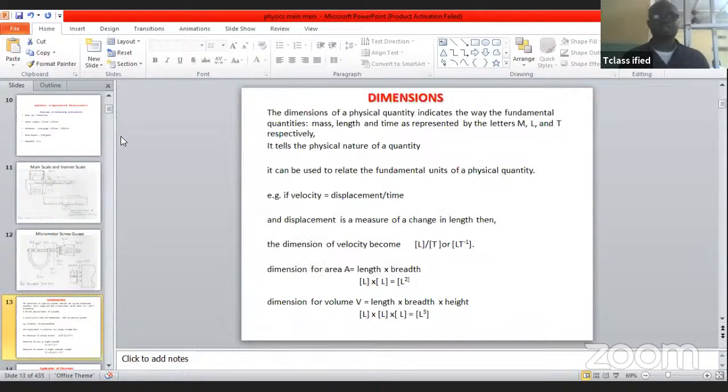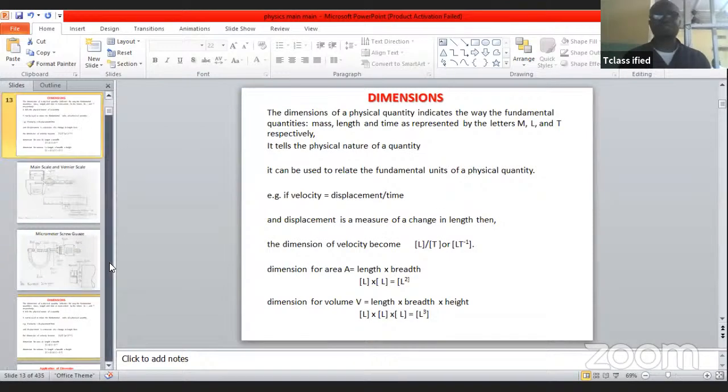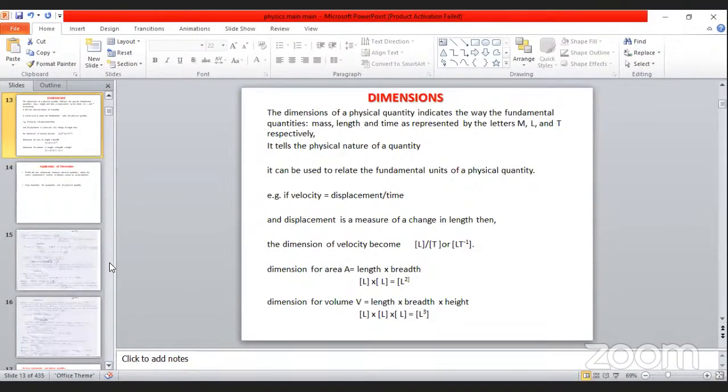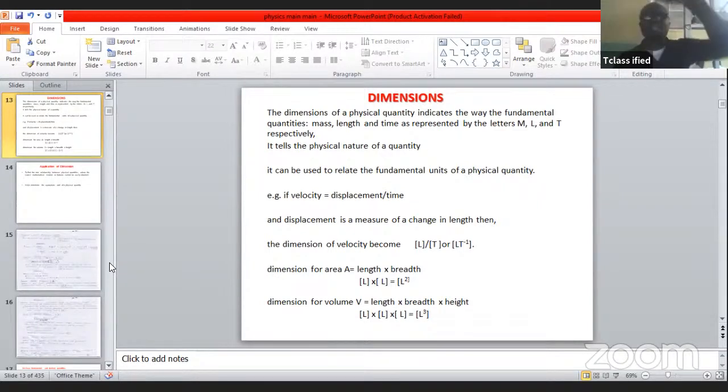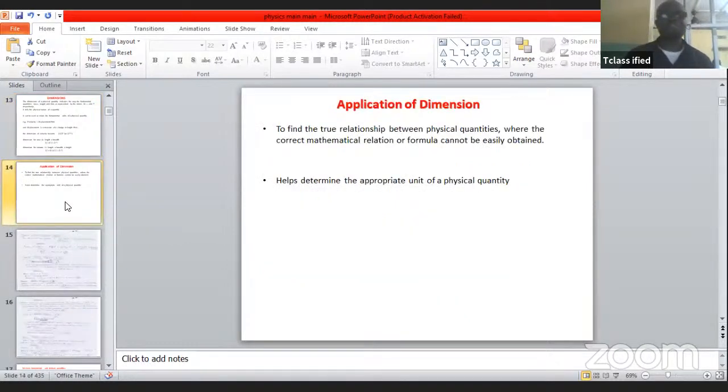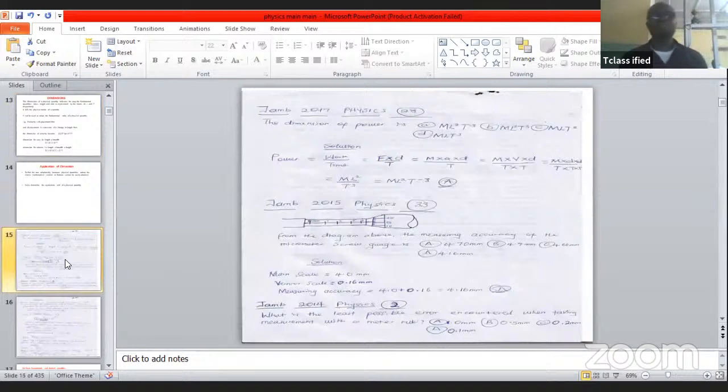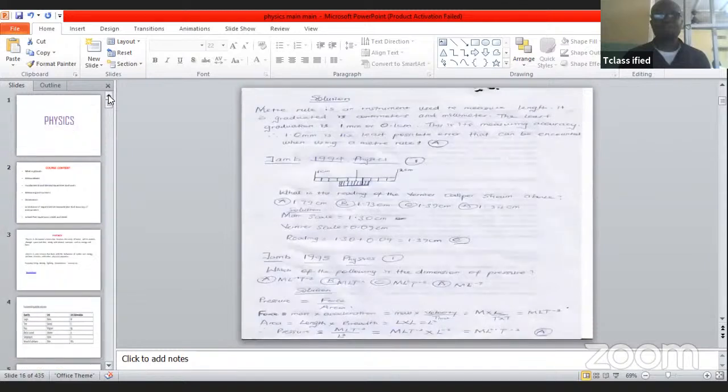Then we went to dimensions. We said that dimensions are simply representation of every quantity in terms of the fundamental quantities represented as MLT. Then we looked at the applications in providing formulas and the units of physical quantities. Then we went to solve some past questions, physics 215 down. Okay, next class, we are going to be looking at motion, and without any other question, we're going to be stopping. Thank you, God bless you.